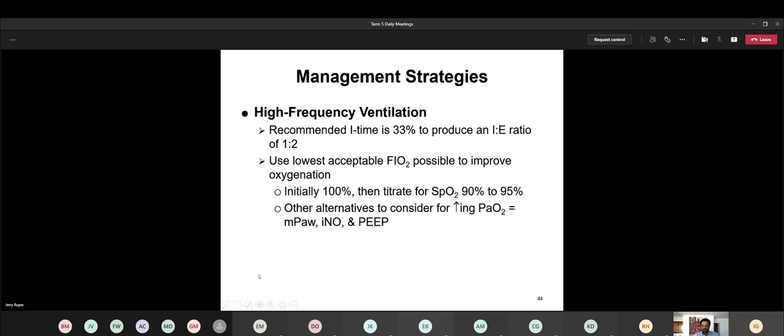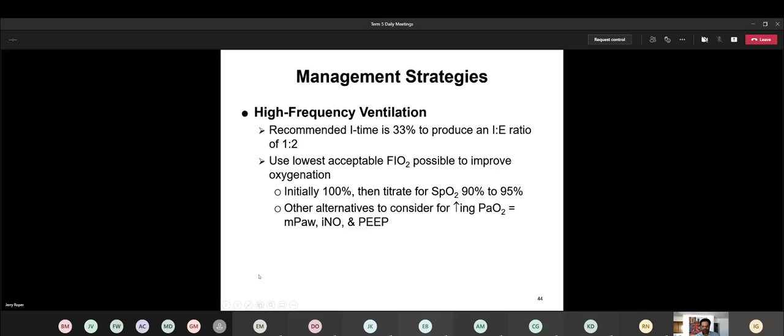Now, we know that if you increase mean airway pressure, that would mean that oxygenation will go up. But what if you can't really go up any higher on your mean airway pressure, because you're already at that top end of what's considered to be safe? Then you can consider inhaled nitric oxide, which could possibly help with the shunting.